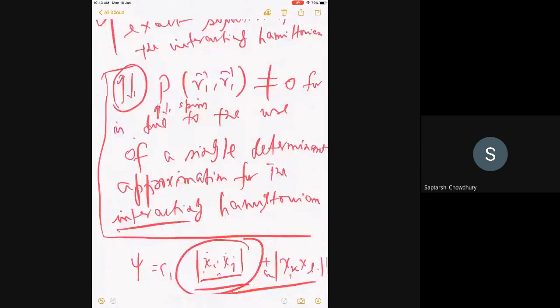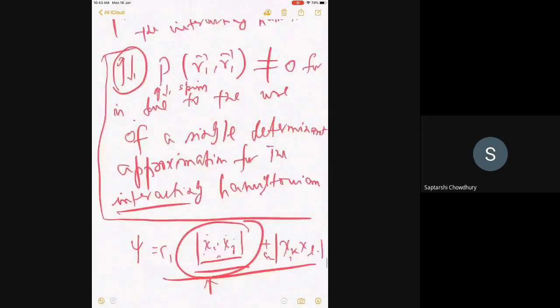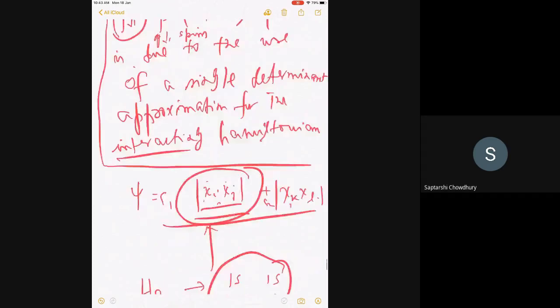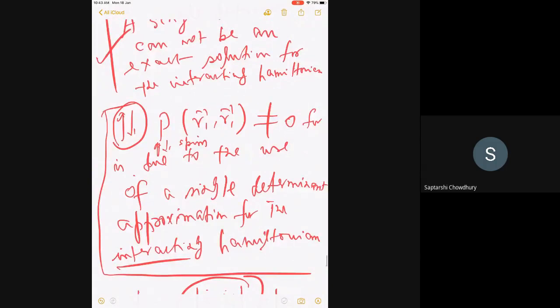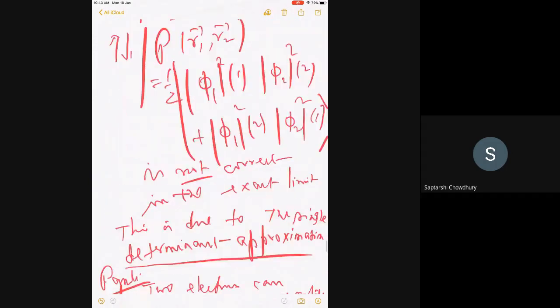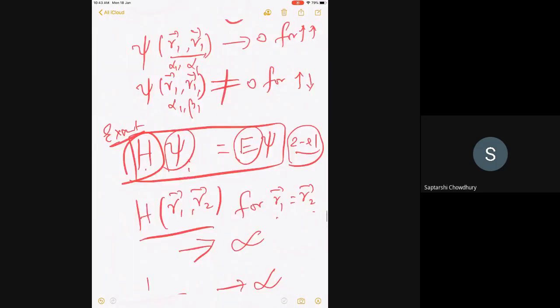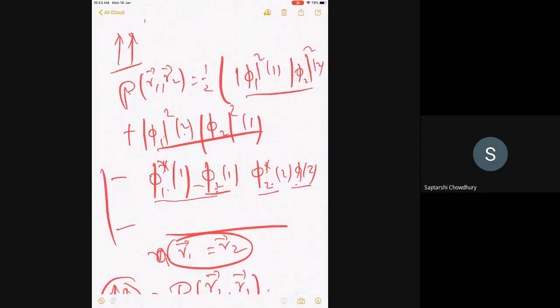But right now, I have proved it by the fact that the probability of two electrons being at R1, R1, sorry, is not 0 for antiparallel spin, while it is 0 for parallel spins, but for the exact function, it should always be 0. So for antiparallel spin, there is a problem. The fact that it happens for the parallel spins is precisely because the Coulomb term cancels the exchange term. So here, the Coulomb term was cancelling the exchange term, right? For R1 equal to R2.